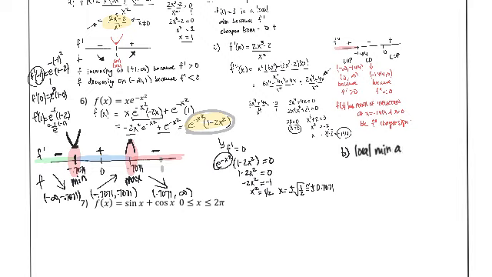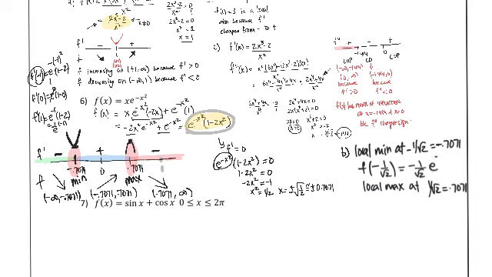So we can say that here for part B, local min at negative 1 over rad 2, local max is at 1 over rad 2. That's the negative 0.7071, and this is the positive 0.7071. So now we have to do f of negative 1 over rad 2 because we need the y value. So it'll be negative 1 over rad 2 e to the negative 1/2, and this guy will be positive 1 over rad 2 e to the negative 1/2 as well. And you can verify that for yourself. Those are our local, not absolute, maxima and minima.